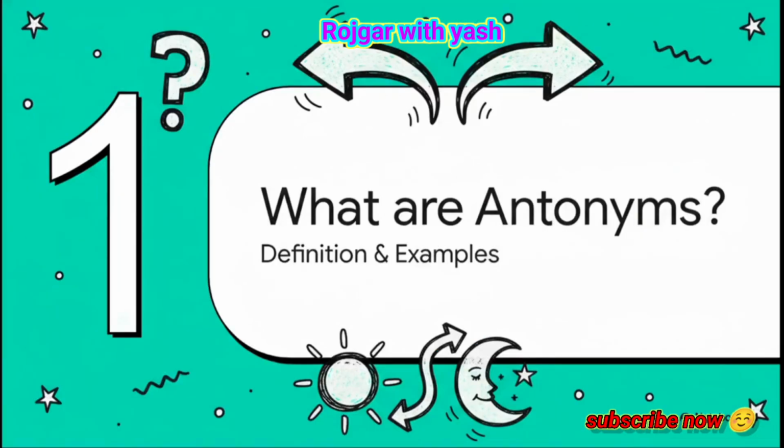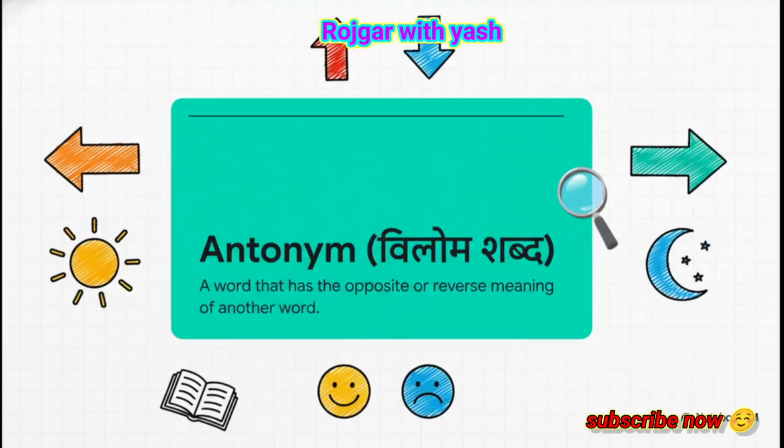Okay, let's start at the very beginning, right? Before we get into all the tricks and rules, we have to ask the most basic question. What exactly is a vilom shabd? So what are we talking about here? It's pretty simple, really. A vilom shabd is just a word that has the complete, total opposite meaning of another word. You know, like hot and cold, up and down. It's all about that perfect contrast.